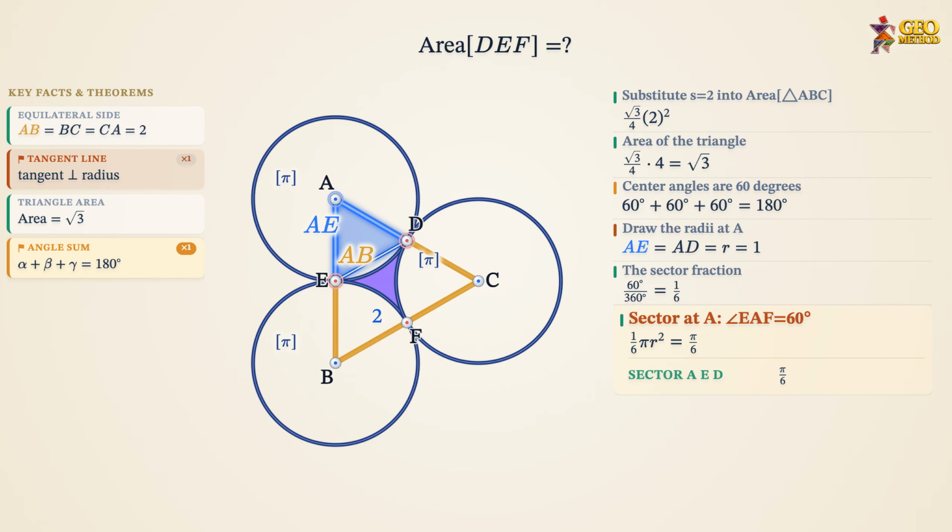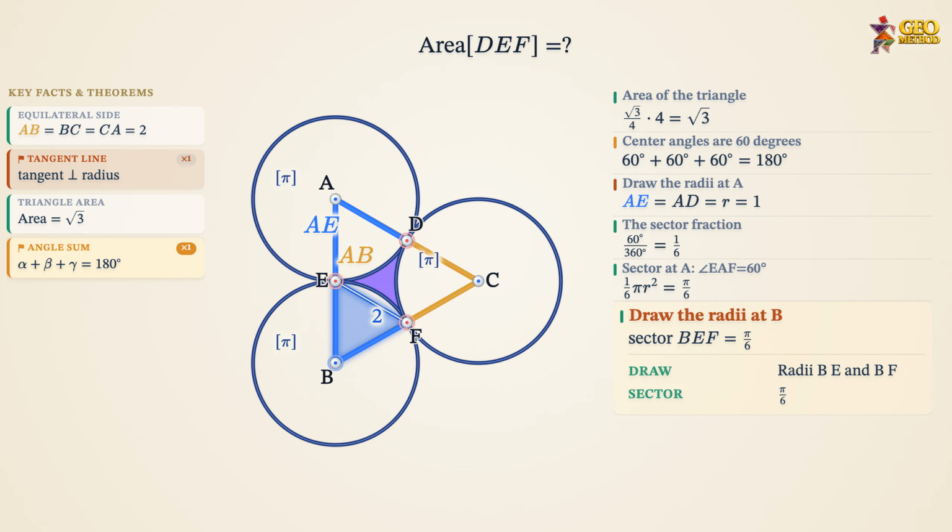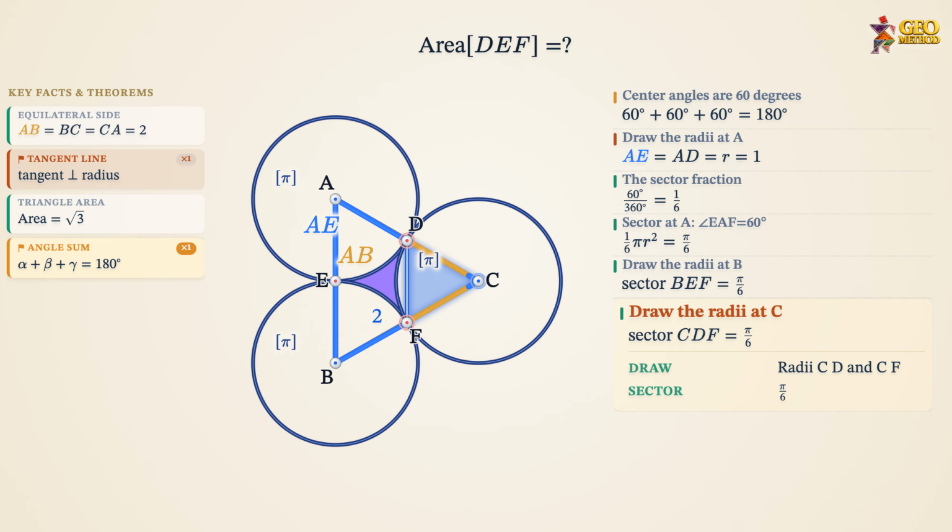Now draw the radii from center B to the tangent points E and F, forming the wedge BEF. By the same 60-degree reasoning, its area is also pi over 6. Finally, draw the radii from center C to the tangent points D and F, giving the wedge CDF, again pi over 6. That completes all three corner sectors.